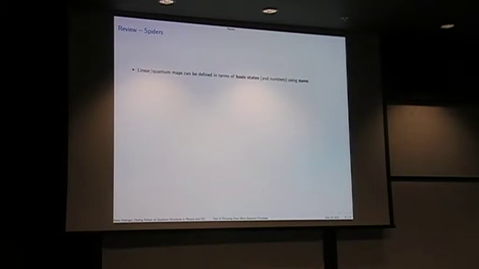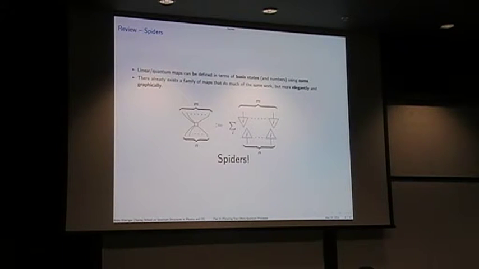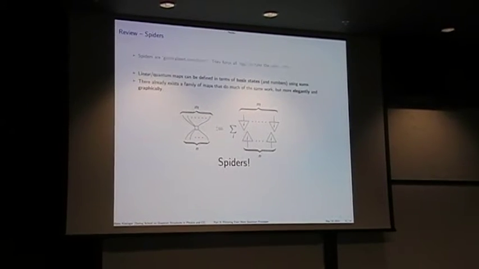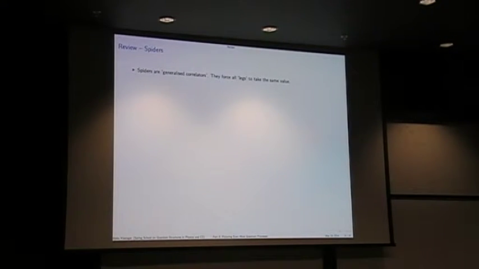You can define a lot of this stuff using bases and sums, and that's the normal way to do it. But there's a much more elegant way to do this when working with pictures, and it just sounds cooler because it's spiders. So spiders are the main tool I'll be using for defining and proving all sorts of stuff for the next 2 lectures. You should think about these things as generalized correlators. There's something that forces all the legs to be the same. Bob defined a bunch of special cases of these things, the copy, the fuse, and all that sort of stuff.